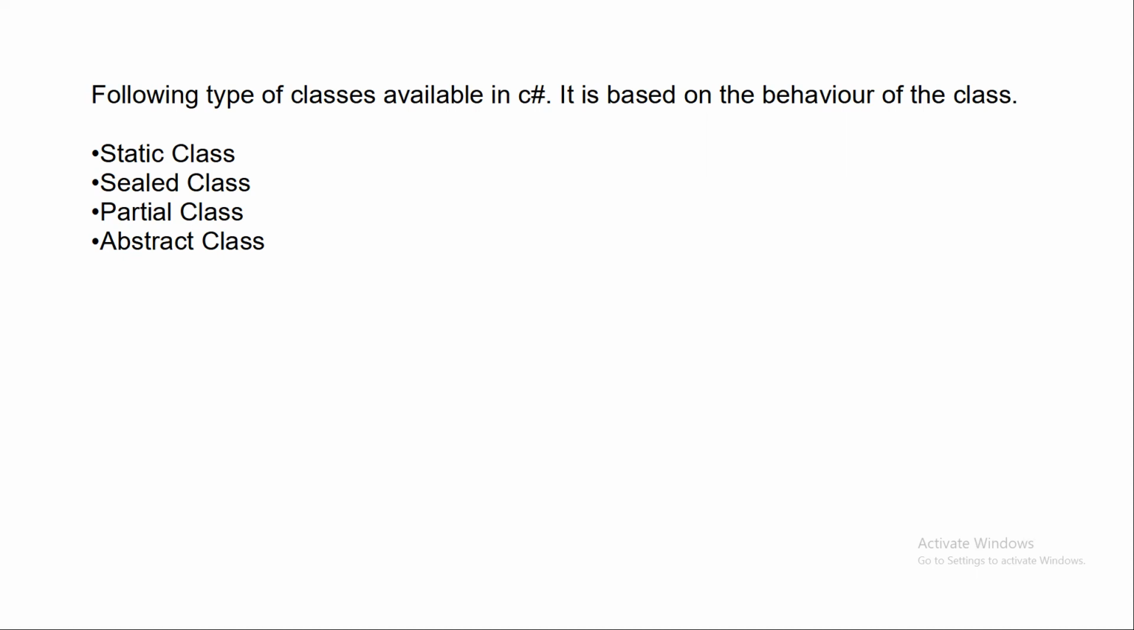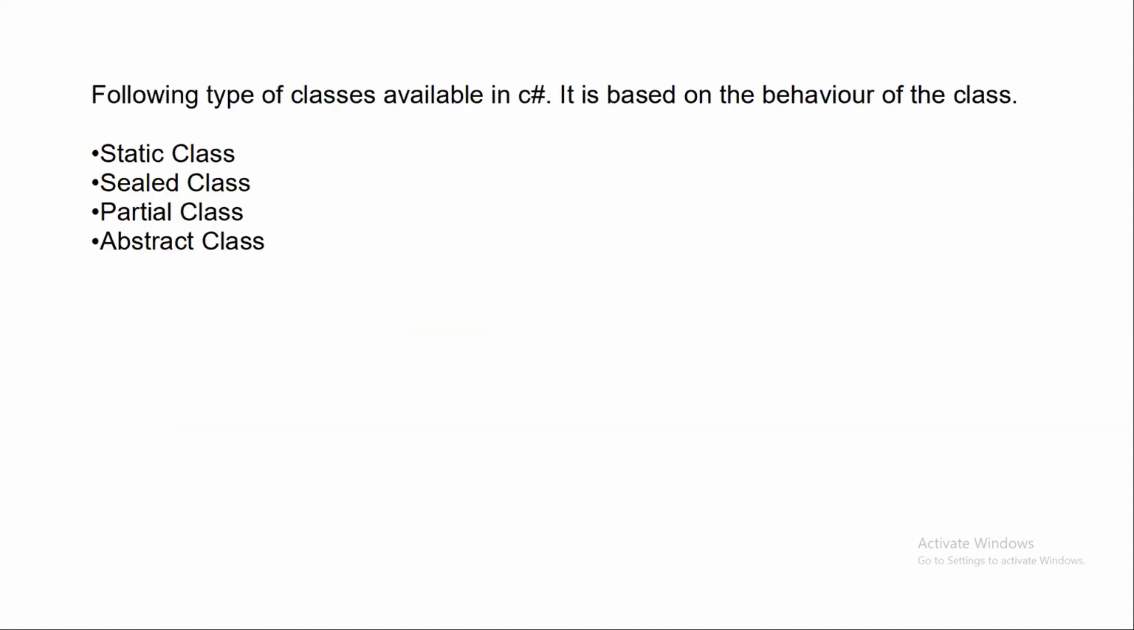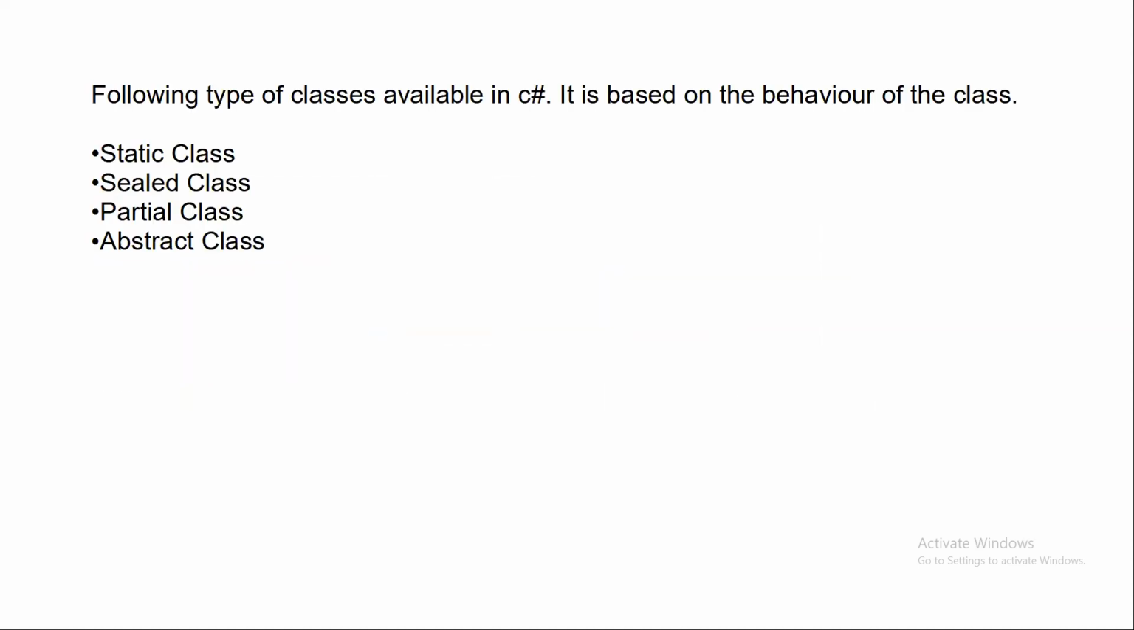So remember, guys, public, protected, internal, private is for accessibility: how far you want your class to be accessible, to set the boundaries for your class, who can access and who cannot access. And this one tells about the behavior of the class, how this class works. The first one is accessibility, the second is the behavior of the class: static, sealed, partial, and abstract.